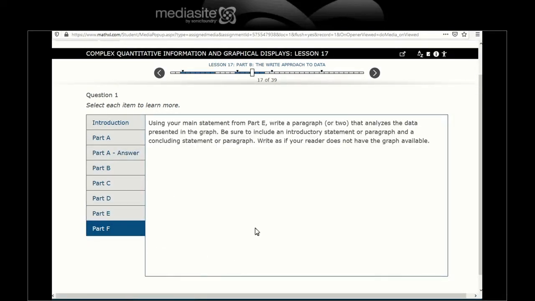And part F, using your main statement. Part E, write a paragraph that analyzes the data presented in the graph. Be sure to include an introductory statement or paragraph and a concluding statement or paragraph. Okay, that's for you.